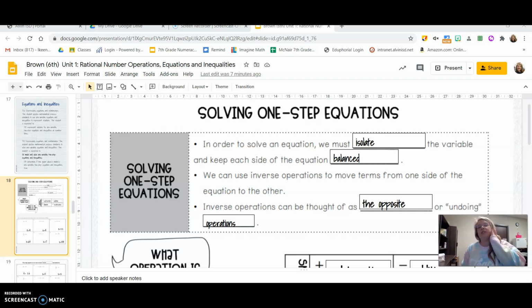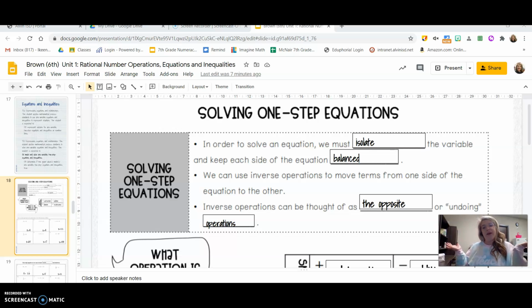And we want to keep both sides of the equation balanced. Remember, the equation has an equal sign, which tells us that on both sides of that equal sign, it's going to be the same number. It's going to be equal, okay?